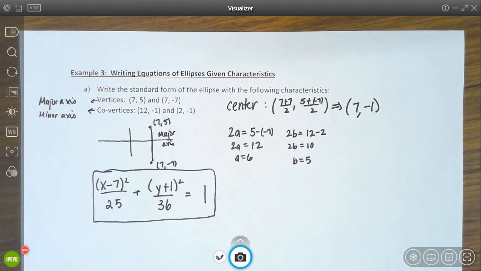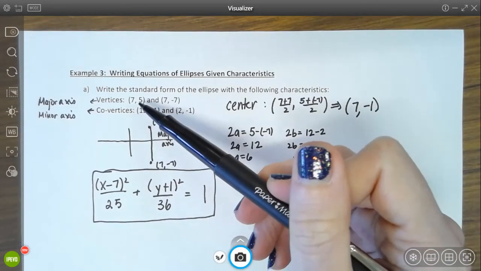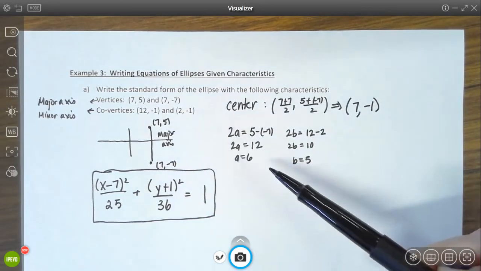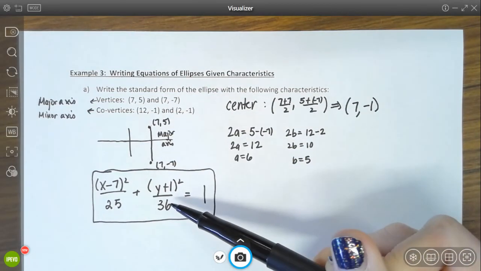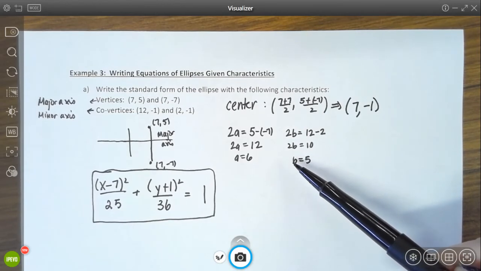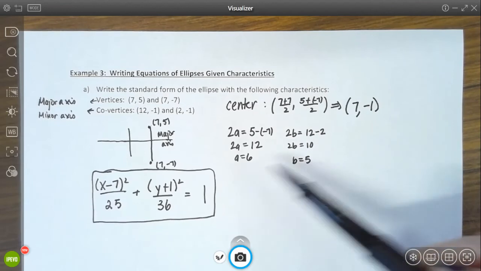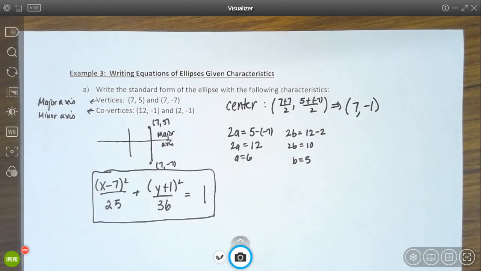And if my covertices are horizontal, that means my major axis had to be vertical. And again, you can look at what coordinate you changed in each one to know who it was connected to. So when I found my 2a value, I was subtracting the y coordinates, so it made sense that a would go with my y values. And when I was using my covertices to find my b value, I subtracted the x coordinates. So it only makes sense that b is attached to the x fraction there.